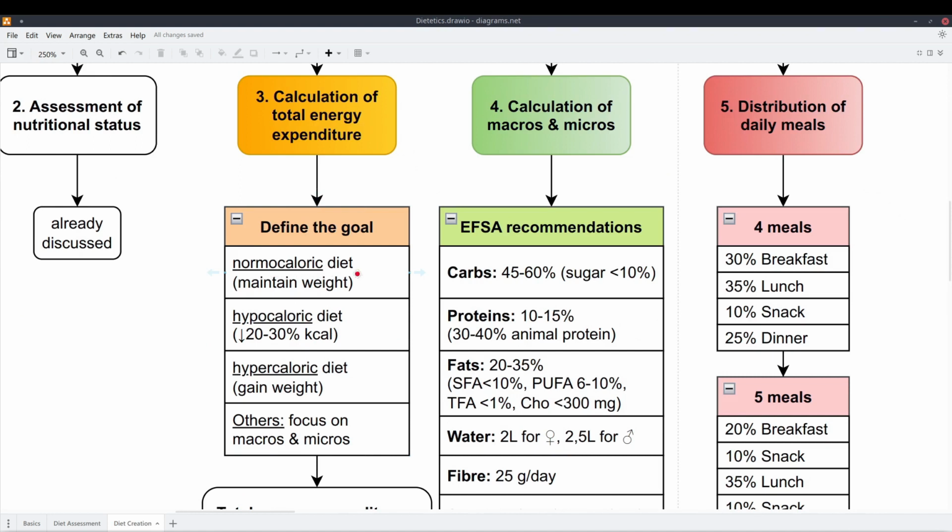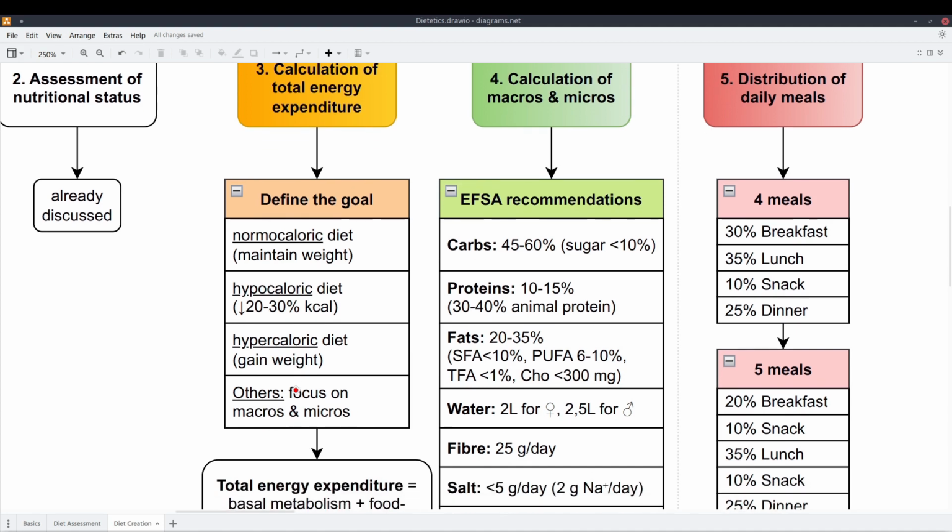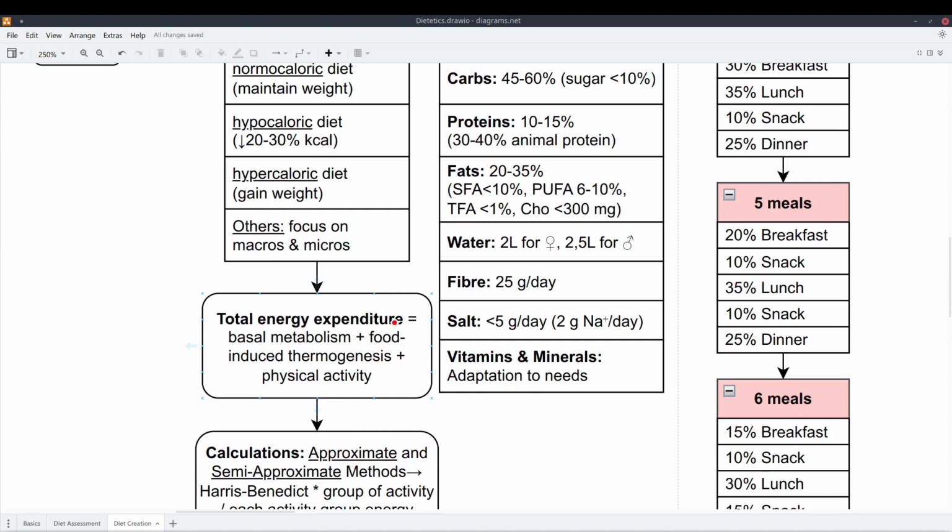Is it a normal caloric diet to maintain the weight? Is it a hypocaloric diet to lower the weight and to lose fat? So this will be a 20 to 30% decrease on the calories, or a hypercaloric diet to gain weight. Then there are also other types of diets focused on macros and micros. So the total energy expenditure comes from the basal metabolism plus the food-induced thermogenesis and the physical activity of the individual.